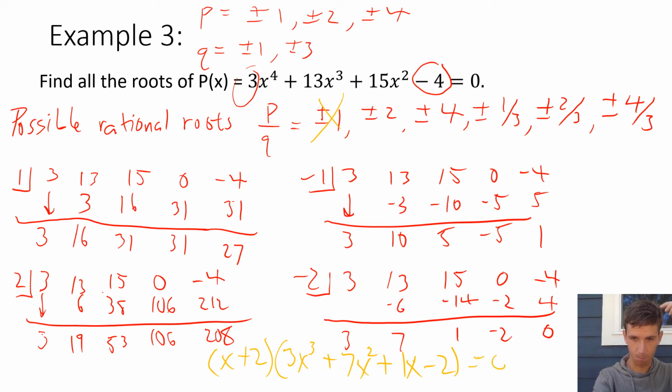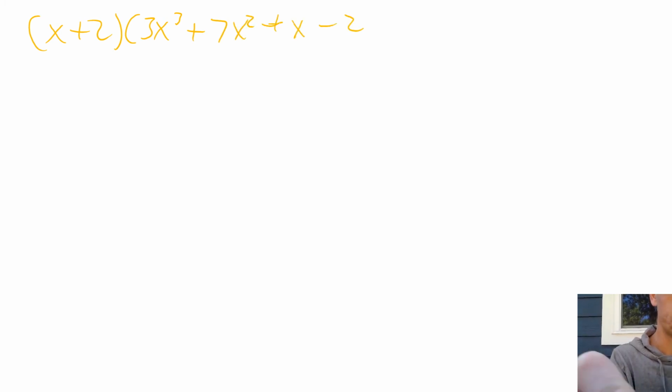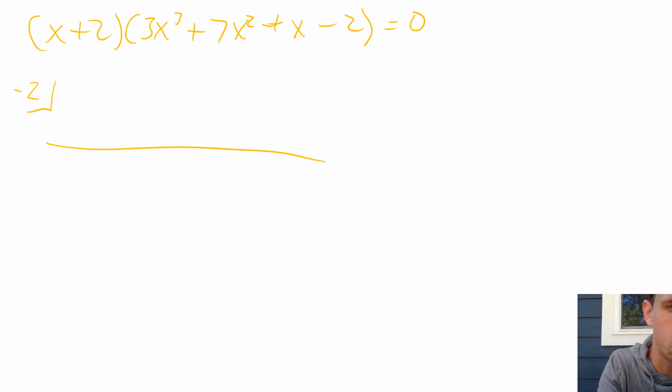So now we've got to keep moving and try to factor out one more so we can get it down to a quadratic. So we have x plus 2 times 3x cubed plus 7x squared plus x minus 2. All right. And so where I'm going to start, I've already eliminated -1, I've already eliminated +1, and I've already eliminated positive 2. I'm going to check -2 again, because just because it's a root, it could be a double root. So we need to check it again.